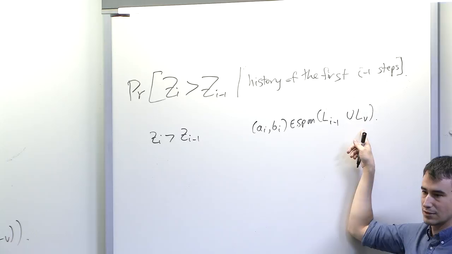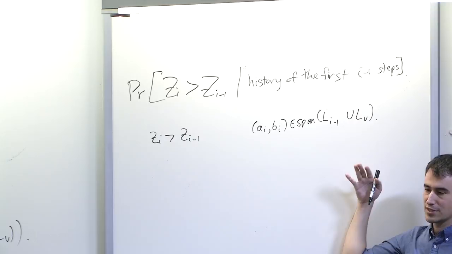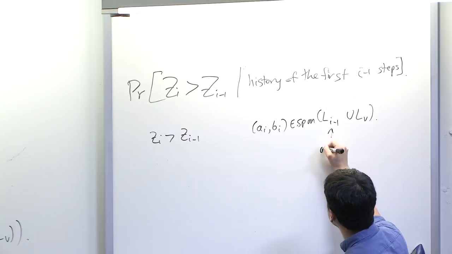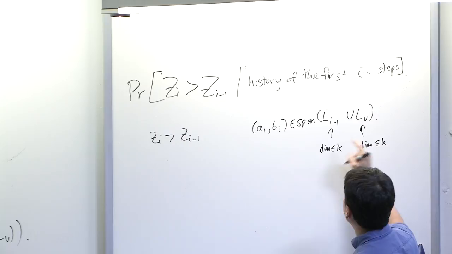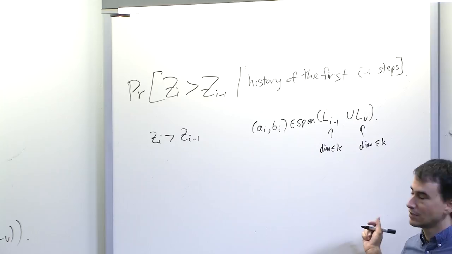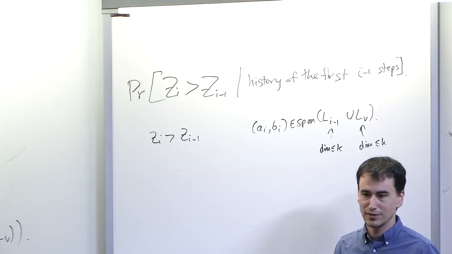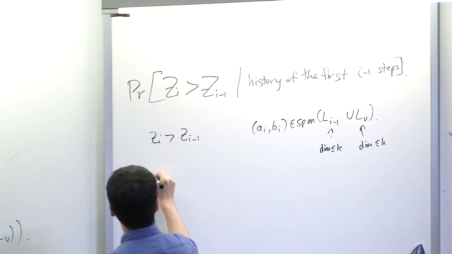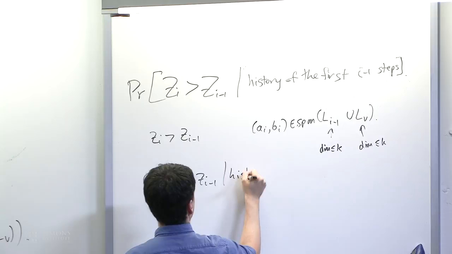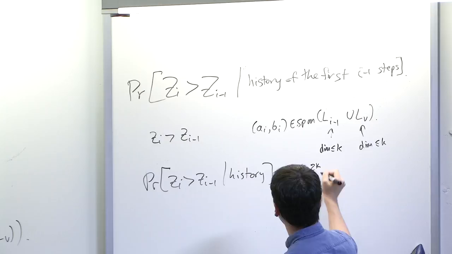And how does it help us? Well, we assume that everything has co-dimension at most k, so the number of equations is at most k in each thing. So this means that the dimension of this guy is at most k. The same goes for this guy. So this is a set of size 2 to the 2k at most. And ai was selected uniformly at random, conditioned on everything that happened up to this stage. So this probability is smaller than this number of possibilities divided by 2 to the n.